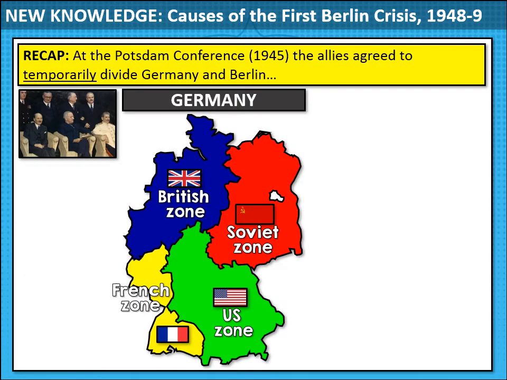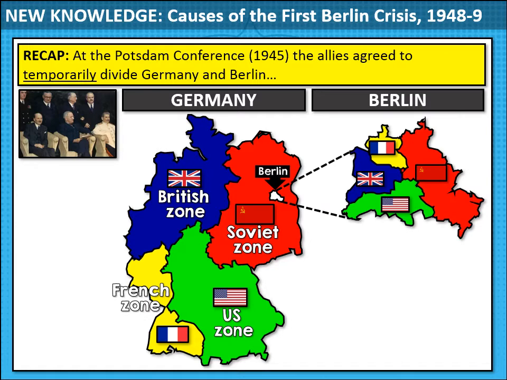Germany would be divided into 4 zones. Each zone would be run by one of the occupying powers. That's Britain, France, the USA, and the Soviet Union. The same was true of the city of Berlin, which was also divided in a similar manner. It was divided into 4 sectors, each one occupied by one of the occupying powers.